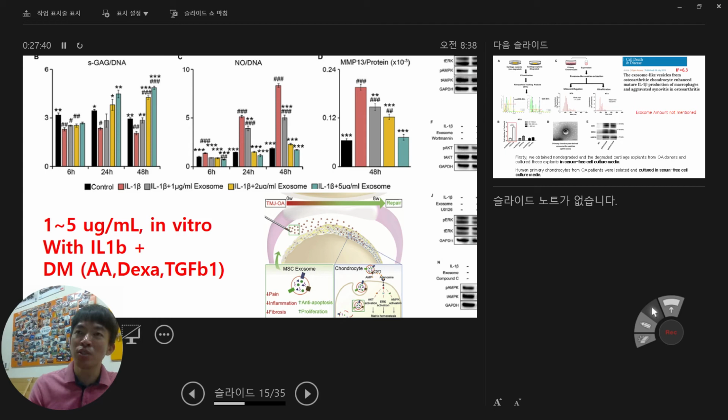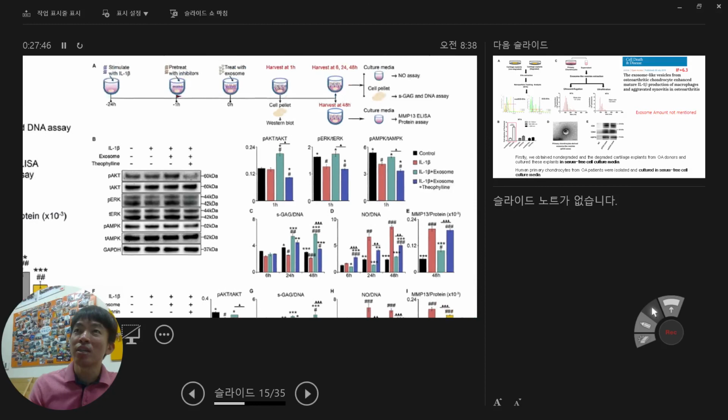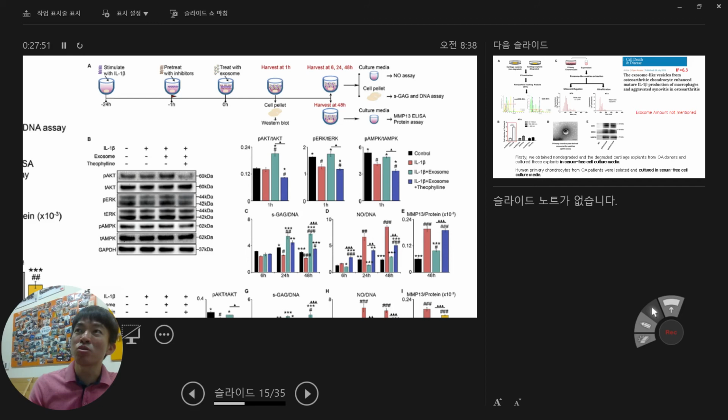Is there another way? Stimulate, and then pre-treat with an inhibitor to show this is an IL-1 beta mediated mechanism, then treat with the exosome and harvest again. And this theophylline, actually I forgot what the meaning of this inhibitor is. When they treat with this inhibitor, things go down. So the exosome can increase pAKT and ERK and other AMPK pathway signaling proteins, but with the inhibitor this goes down. So they confirm from this mechanism how the exosome is acting.